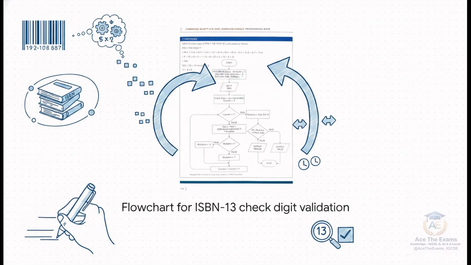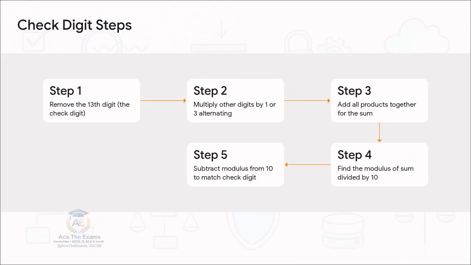I know it looks terrifying on screen with all these counters and substrings, but if you take a second to scan the core trend, it's just a loop. It's iterating through 12 digits, applying a math rule, and comparing the final result to that 13th digit. Let's break the math down step by step so you can replicate it. If an exam asks you to describe how a check digit is calculated, these are your golden steps.